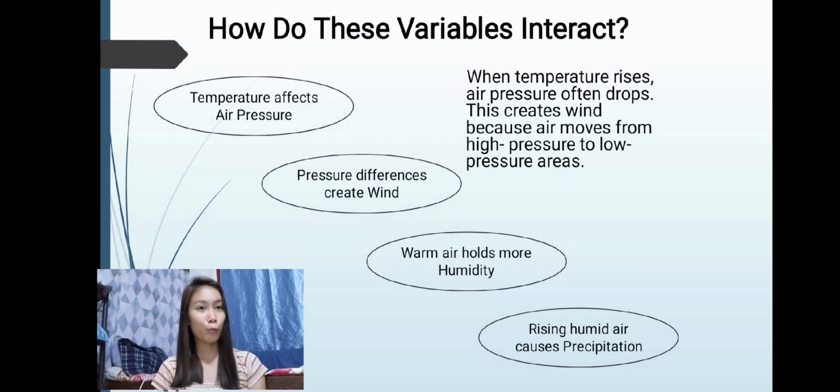Temperature affects air pressure. When air gets warmer, it expands and becomes lighter, causing lower air pressure. On the other hand, cooler air is denser and heavier, leading to higher air pressure. Air pressure differences then drive wind. Wind moves from areas of high pressure to low pressure. The greater the difference in pressure, the stronger the wind.